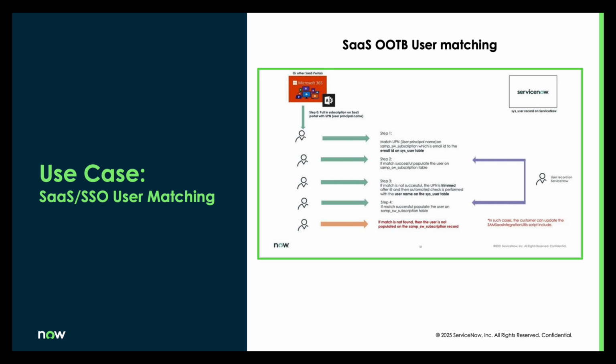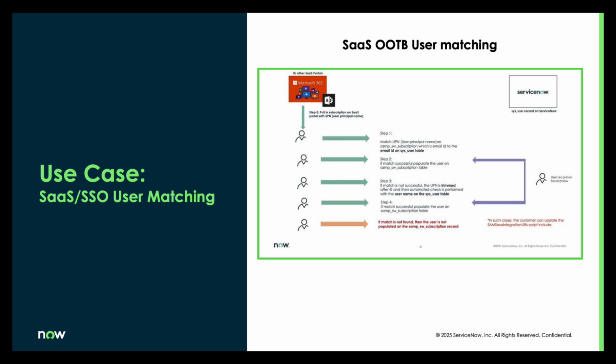Let's talk about the use case and what is user matching. SaaS subscriptions integrate with the ServiceNow SAM Pro module to pull in the user subscription information from the SaaS portals such as M365, PagerDuty, or Zoom. And this helps determine the accurate compliance position as well as giving you optimization opportunities.